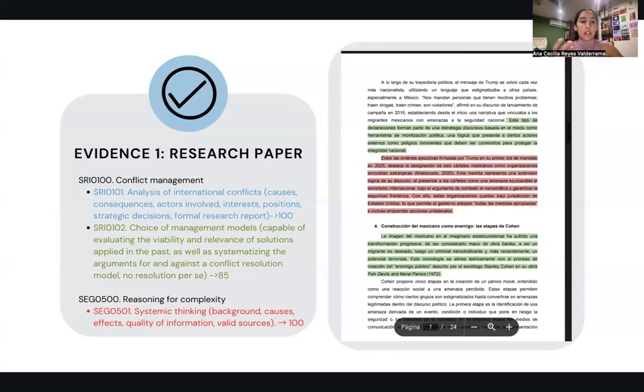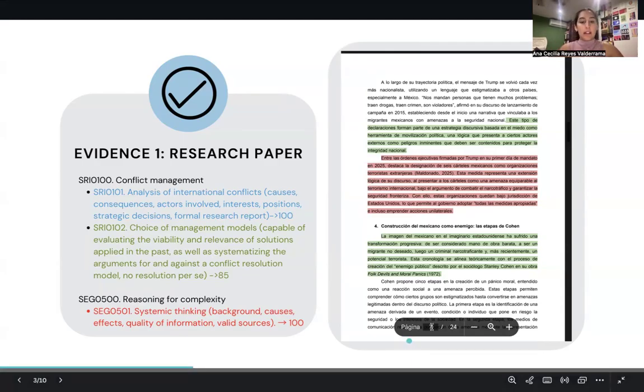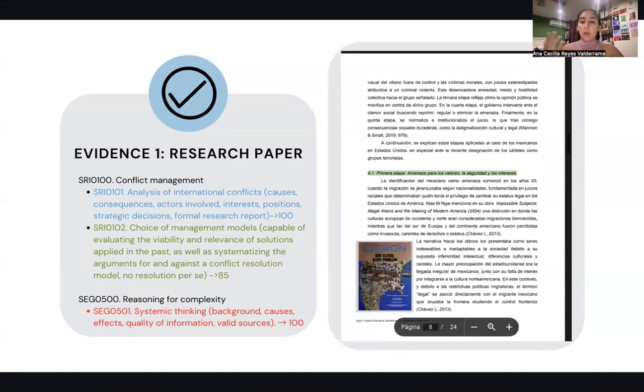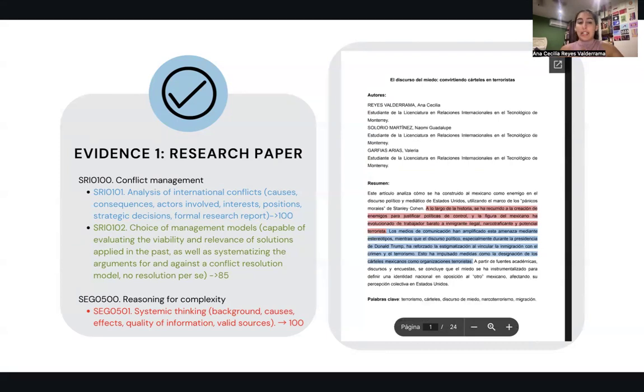But we can see also for the second one, choice of management models, we were capable of evaluating the solutions that were given in the past for previous enemies, like for example communists. But I put an 85 because I think that we didn't provide a conflict resolution for this specific issue. And in the other one, systemic thinking, we put authors like Hannah Arendt or Corey Robin, and we based the whole research on his stages of creating an enemy, and we also used Hobbes, etc. That's why I put it like that.